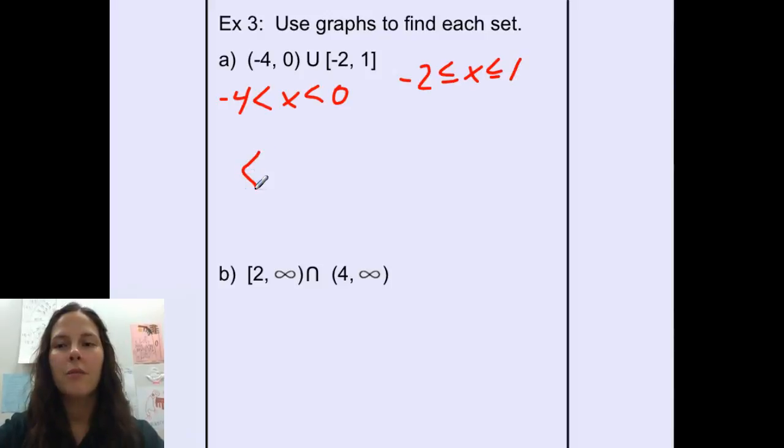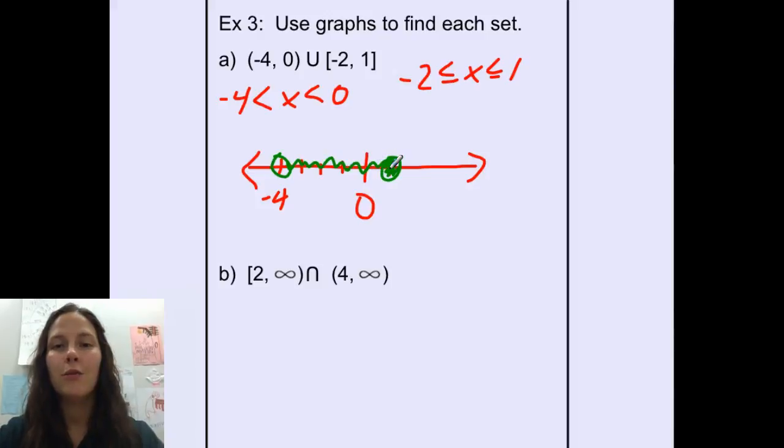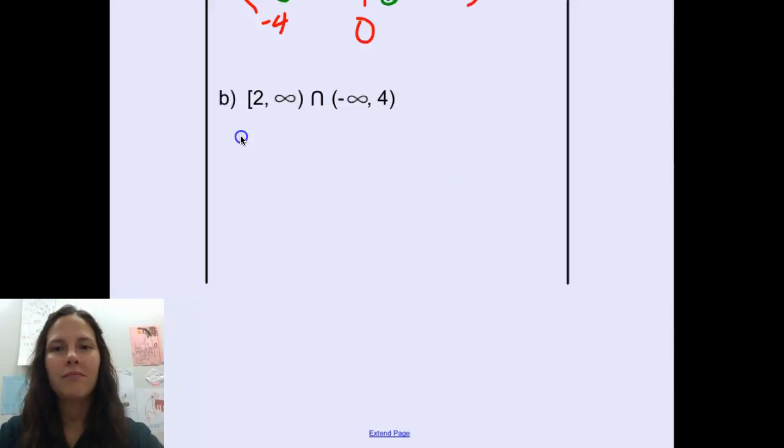So if I graph these on a number line, I need to go from -4 up to 1. We have an open circle at -4. We have a closed circle at 1. And it's everything in between because it's the union. It's where either one is true. They don't both have to be true. Our smallest value is -4, our greatest value is 1. Figure out if we have an open or closed circle, and in this case, everything in between.